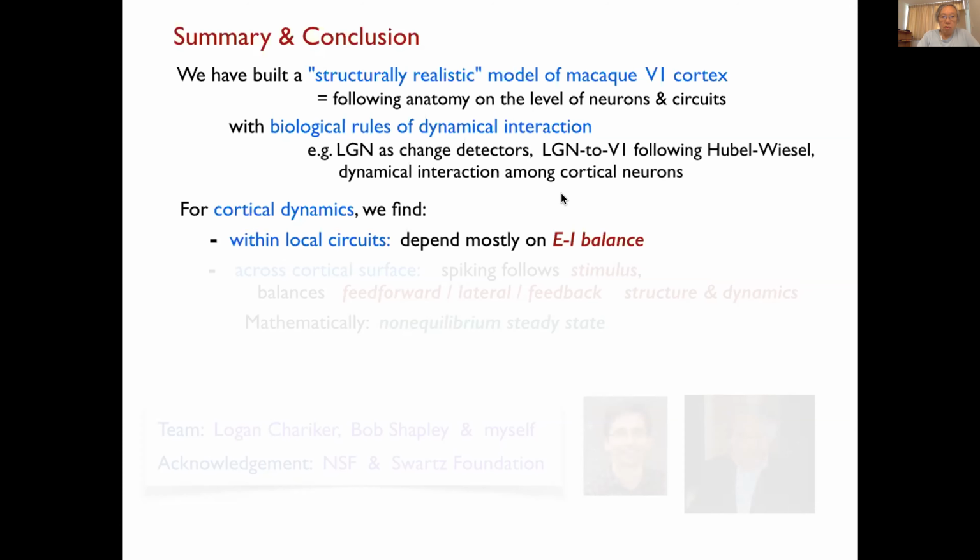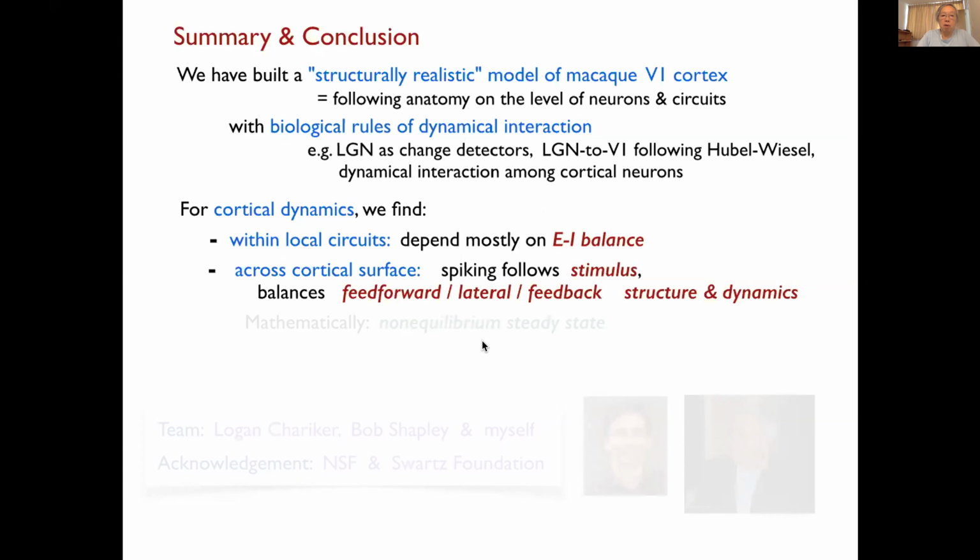And what we found in cortical dynamics was that it's really quite different if you look locally versus globally. If you look locally, it mostly depends on an EI balance. You see if there's a balance of the excitatory and inhibitory neurons, as well as the push and pull that produces the gamma rhythm. But as you look across the cortical surface, then it's a different story. It depends on many, many things.